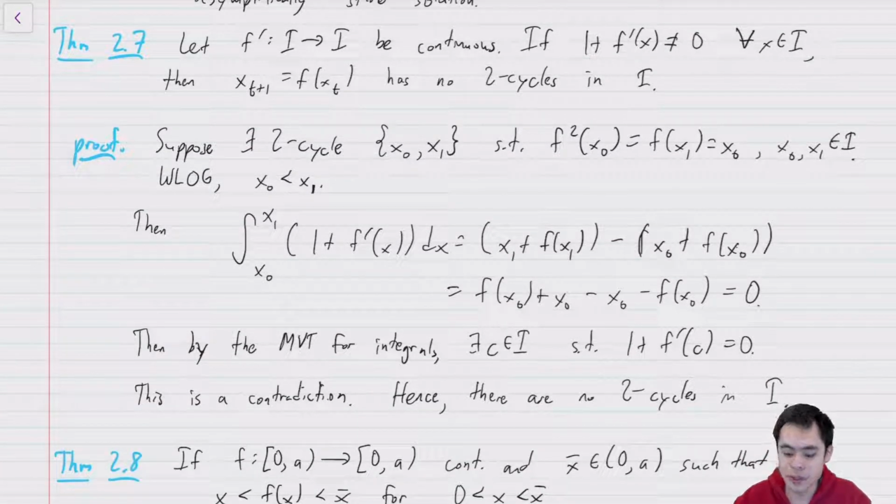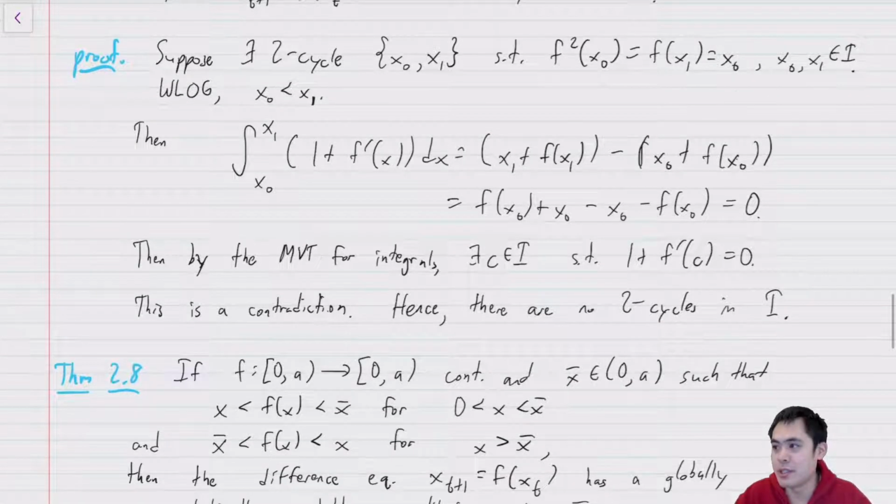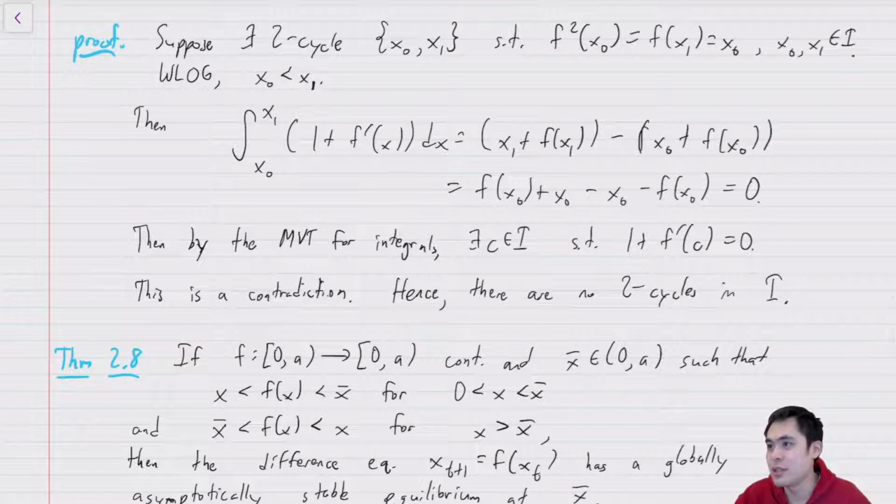So how can we prove this? Suppose there exists a 2 cycle, and we're going to say x naught is less than x1. Then we can just use the mean value theorem for integrals to show that there must exist some c such that 1 plus f prime of c is equal to 0. And this is a contradiction, hence there are no 2 cycles in I.